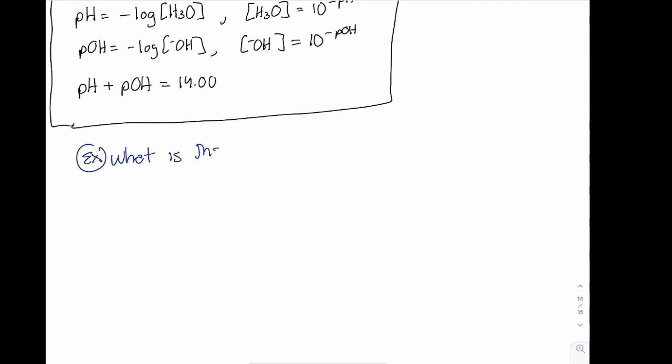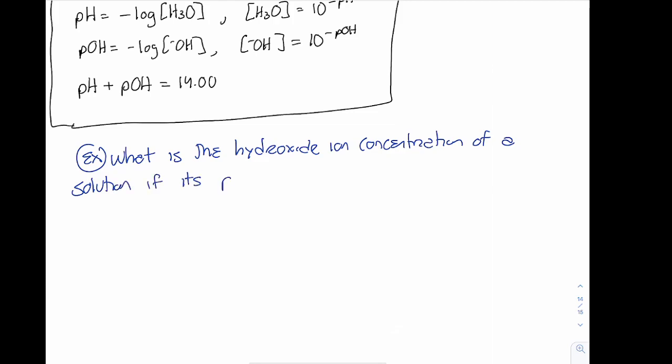What is the hydroxide ion concentration of a solution if its pH is 3.24, and then is the solution acidic, basic, or neutral?